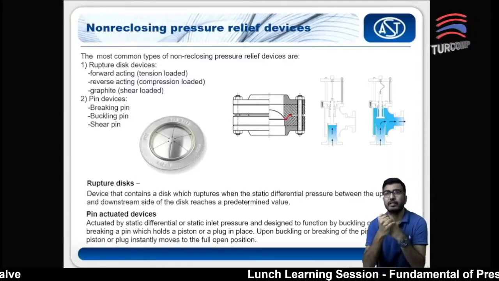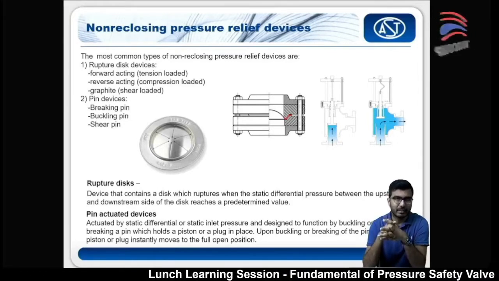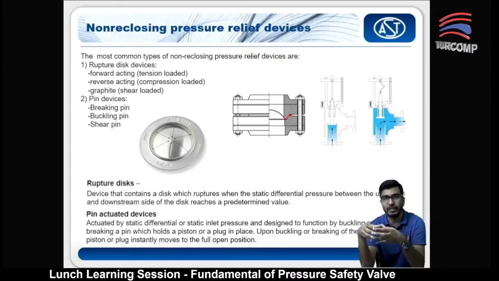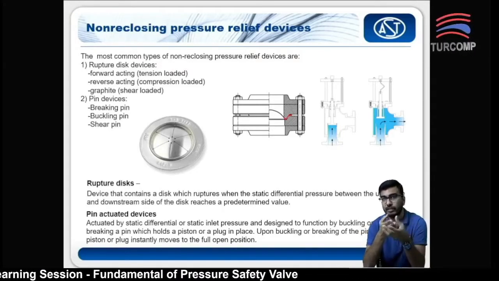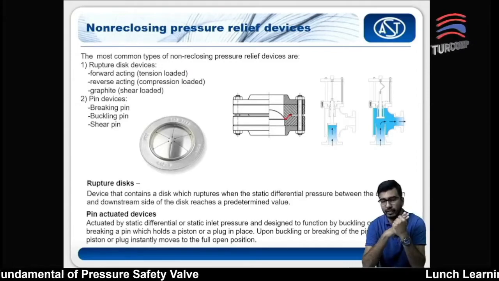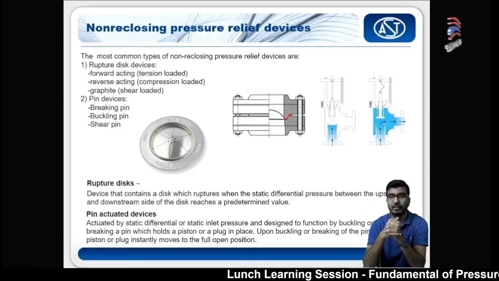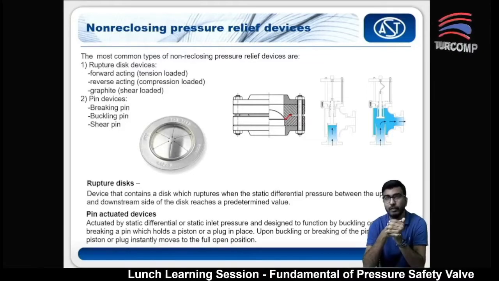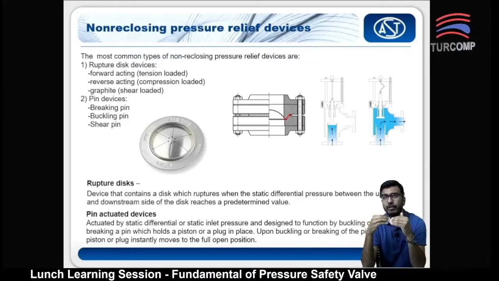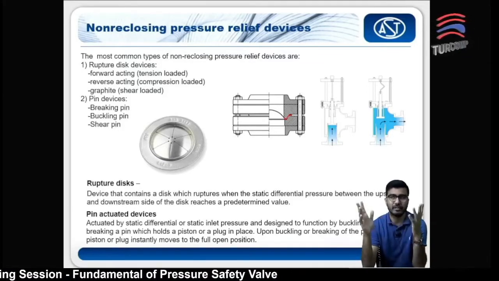So what is actually a rupture disc? A rupture disc is a device that contains a disc which ruptures when a static differential pressure between the upstream and downstream side of the disc reaches a predetermined value. So when it reaches a certain set point, it will break and it will just release, it won't close back.